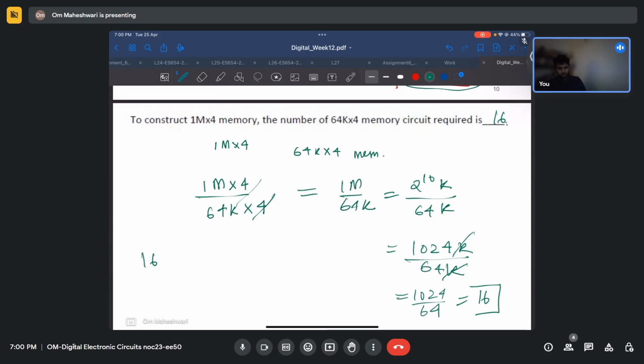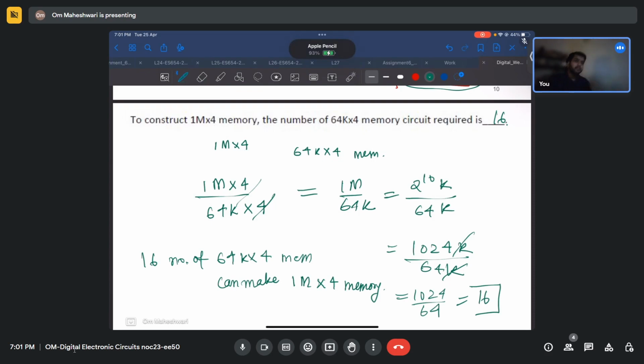So 16 is the number of 64K cross 4 memories that can make a 1M cross 4 memory. I hope it is clear.